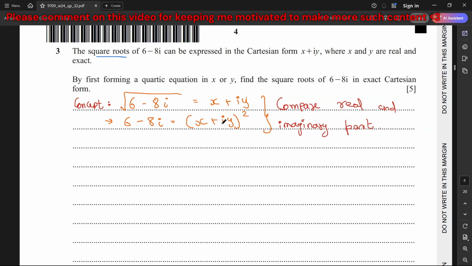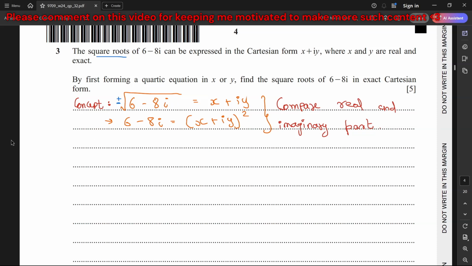So now if you expand this right hand side and compare the real part of this expansion with 6 and the imaginary part of this expansion with minus 8i, then from there you're going to get two equations in terms of x and y, which you can solve further to get the exact and real values of x and y. And don't forget that if you're going to take a square root, it could be a positive number or a negative number. And that is why we can get two different values out of this. One is with respect to the positive square root, and one that is with respect to the negative square root.